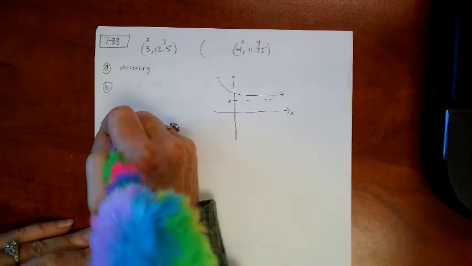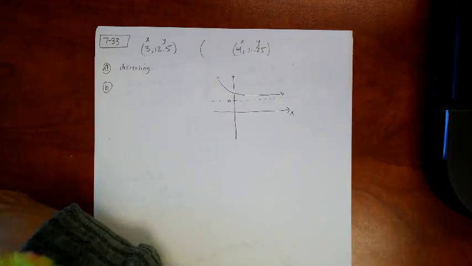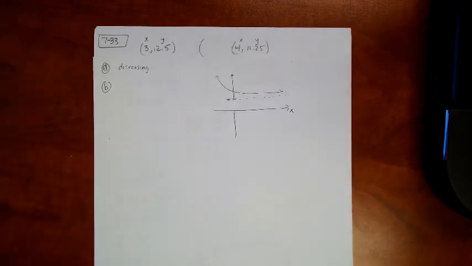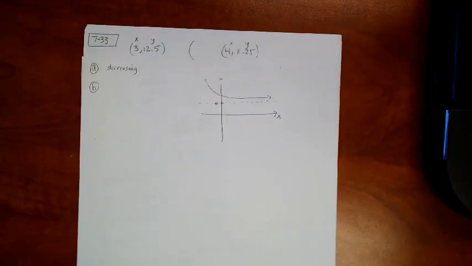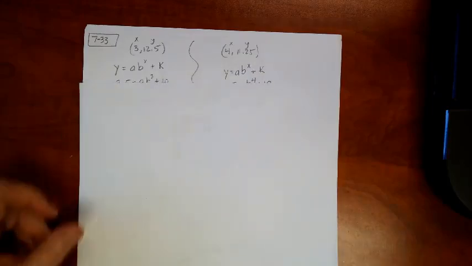And then for letter C, it says, if this function has an equation y equals a times b to the x plus k, what is the value of k? Use what you know about this function to write the equation. Verify that as x increases, the values of y get closer to y equals 10. So this is what we were doing on the board, and we were on the right track. It just wasn't finished yet.